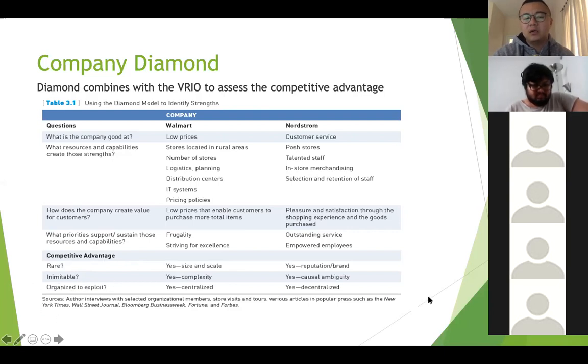So I think here is the textbook combination, because this picture is from the textbook. They combine the two tools, company diamond and VRIO, together to analyze Walmart and Nordstrom. So they do not only use the company diamond. You need to know that here they combine different tools to analyze the company. Okay, any question here?